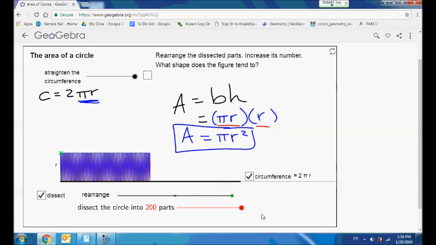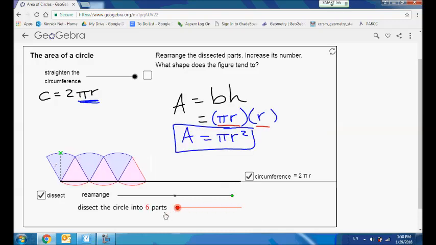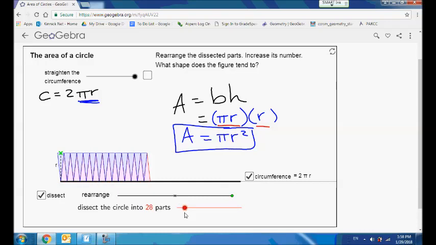Now, I'm not sure what to write down in your notes for this. It's a very visual thing. Without this diagram, it'd be kind of hard to draw the picture. But that's how you find the area of a circle.